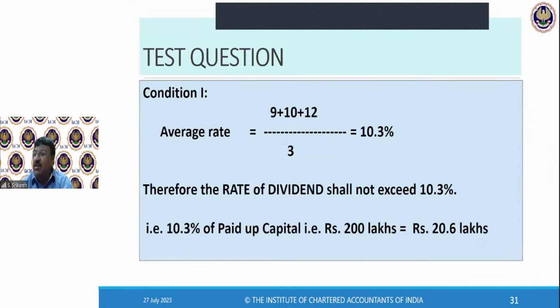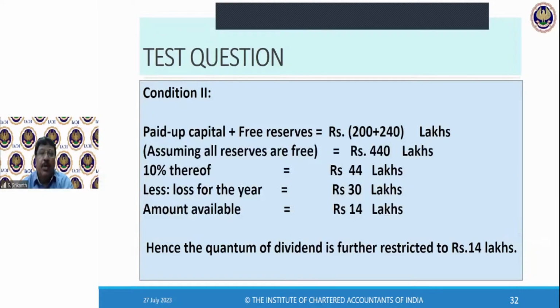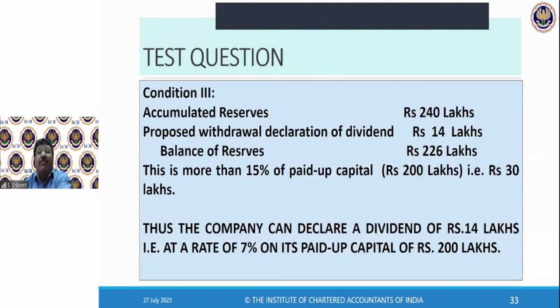Or how does Kavita ji get 7%? Simple. 14 divided by 200 into 100. Paid up capital is 200 now. 14 lakhs is on that 200 now. So what is the percentage? 7%. Got it? Still we have to see the final limit, which is the amount to be drawn, 14 lakhs now. So 240 minus 14 gives me 226. 226 is much more than 15% of 200 lakhs, which is 30. So the proposed drawal is 14.